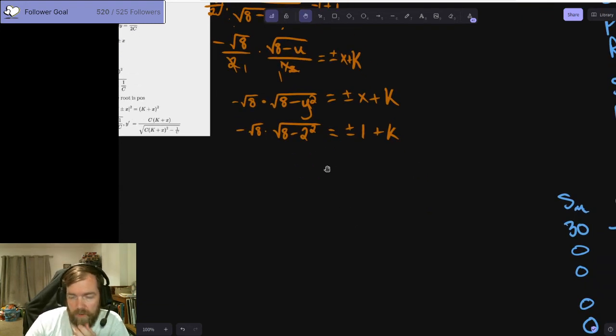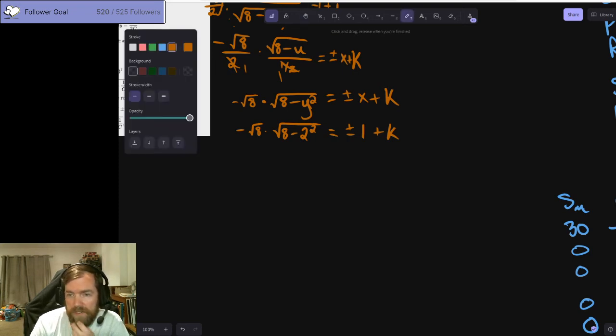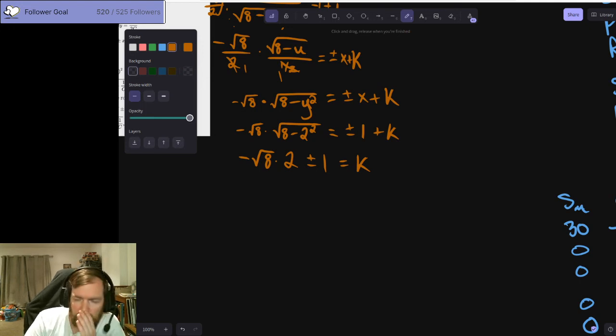Right? So what we should get then is that k is going to be equal to a 1 plus or minus. That's not true. It's a plus or minus, but that's on the 1 itself. We've got now a negative root 8 times 8 minus 4 is 4, which gets us a 2, plus or minus 1. So 2 root 8 is 4 root 2. Negative 4 root 2 plus or minus 1.